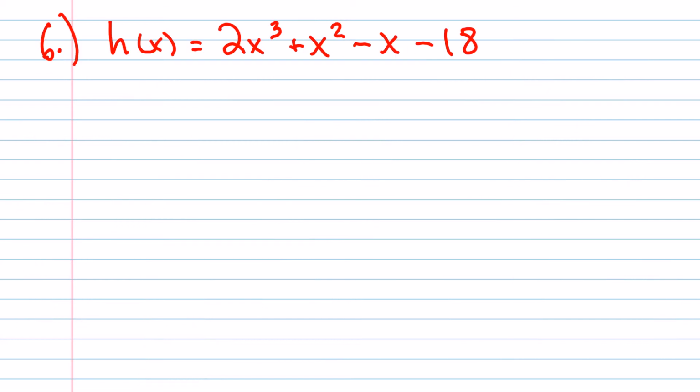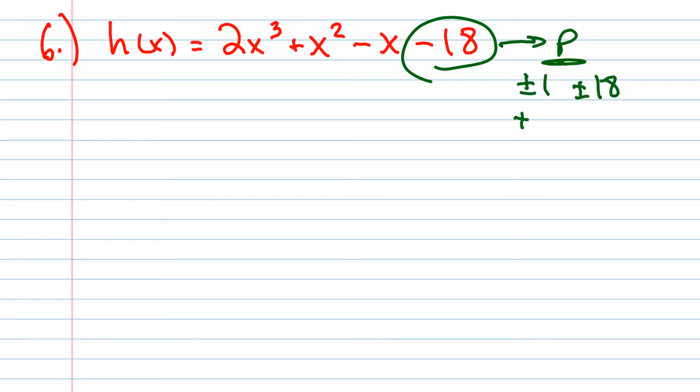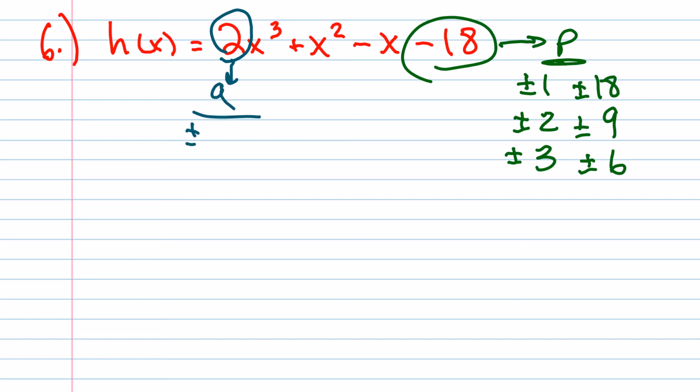Alright, number 6, we have 2x cubed plus x squared minus x minus 18. Well, p is negative 18. So how do I get negative 18? Well, I could have plus or minus 1 and plus or minus 18. I could have plus or minus 2, plus or minus 9, plus or minus 3, plus or minus 6. Now I have to find my q. Well, how do I find q? Well, it's the first number I see right there, so that's q. And how do I get 2? Well, I have plus or minus 1 and plus or minus 2.